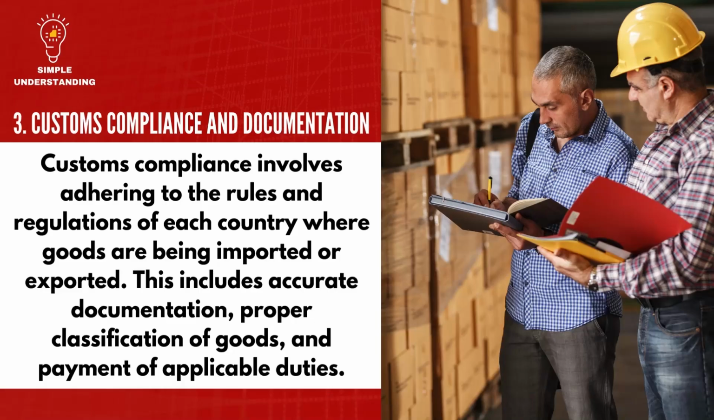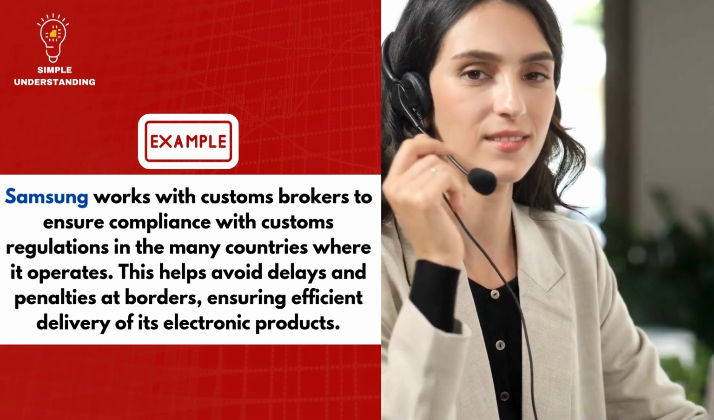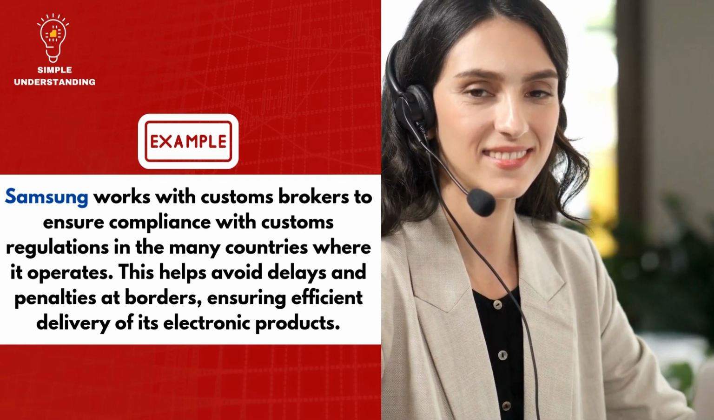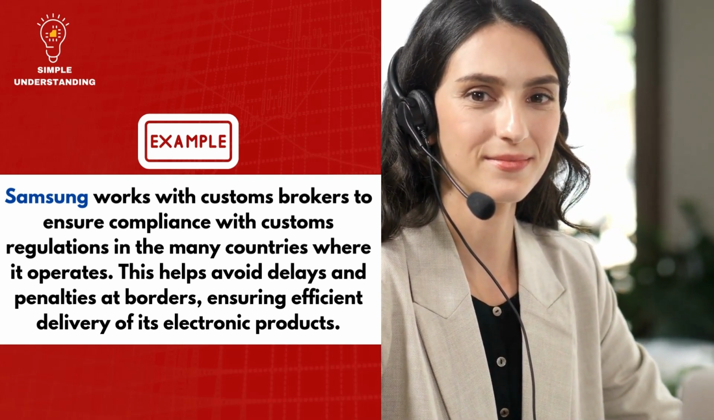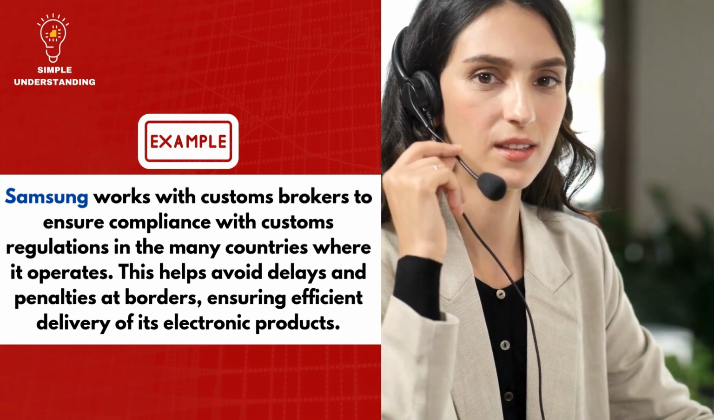3. Customs compliance and documentation. Explanation. Customs compliance involves adhering to the rules and regulations of each country where goods are being imported or exported. This includes accurate documentation, proper classification of goods, and payment of applicable duties. Real company example. Samsung works with customs brokers to ensure compliance with customs regulations in many countries where it operates. This helps avoid delays and penalties at borders, ensuring efficient delivery of its electronic products.